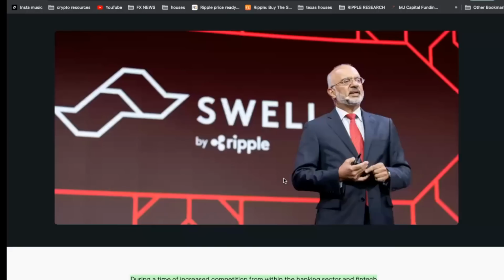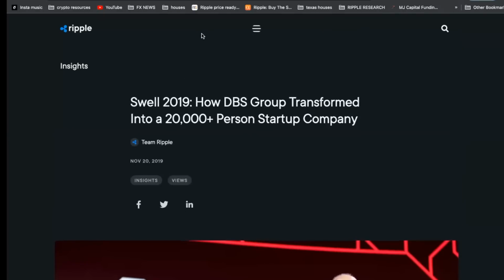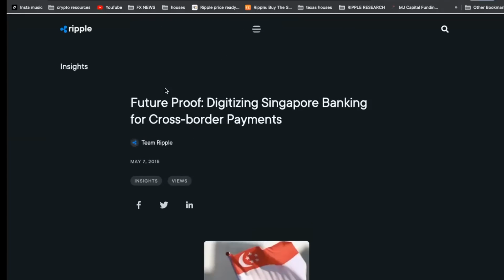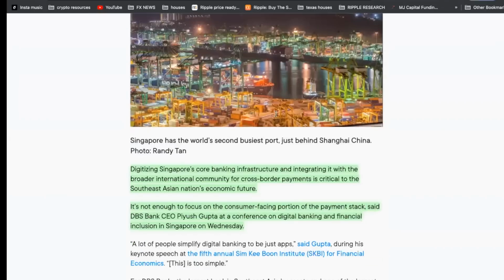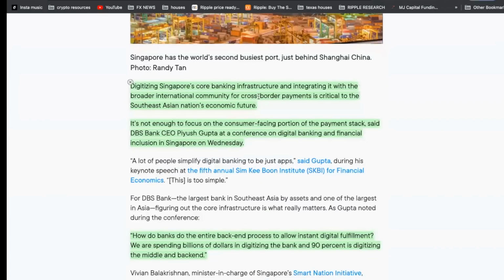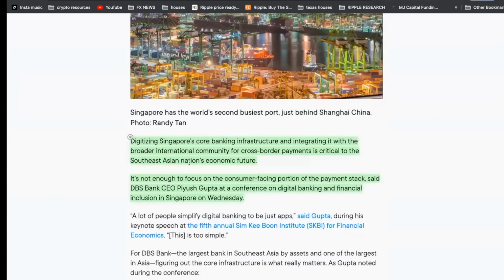And again, this is coming directly from the ripple.com website where they will not mention a direct partnership. But if we come over here again to dive a little bit deeper, this is again directly from the Ripple website. Future-proof digitizing Singapore banking for cross-border payments. Digitizing Singapore's core banking infrastructure and integrating it with the broader international community for cross-border payments is critical to the Southeast Asian nation's economic future.